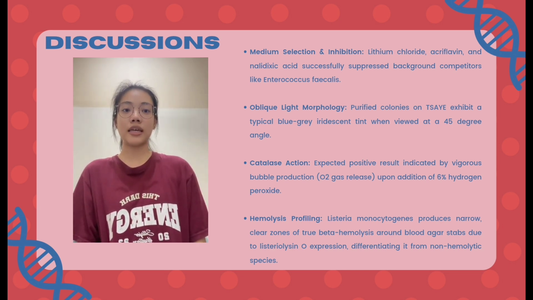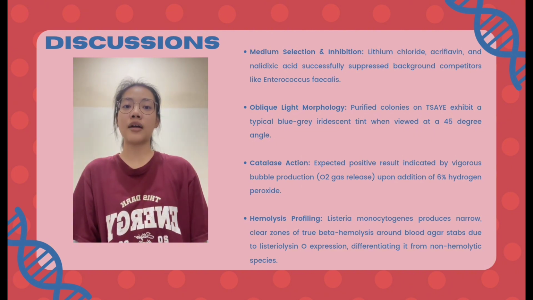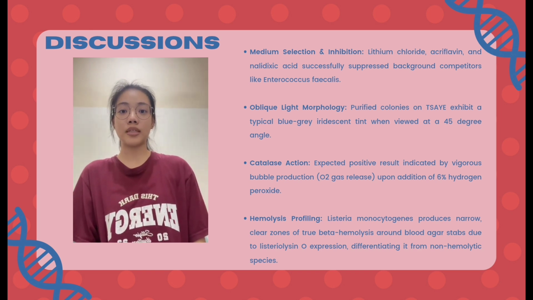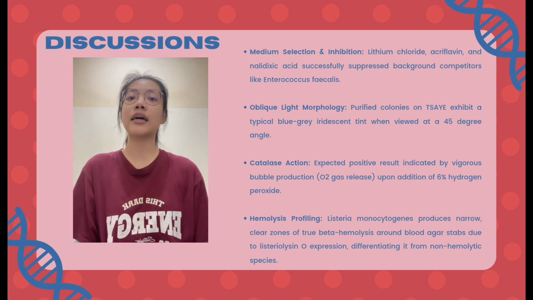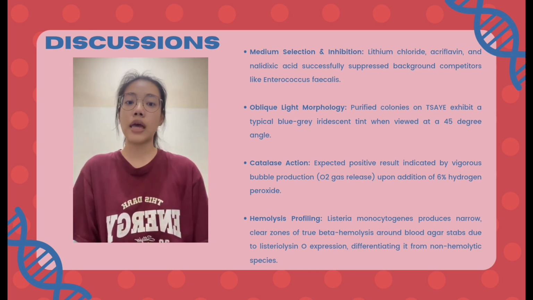One test is the catalase test, where bubbles form after adding hydrogen peroxide if the result is positive. Another test is the TSA blood agar stab test. Listeria monocytogenes usually forms a small clear zone called beta hemolysis around the stab line because it produces listeriolysin, and this helps distinguish it from other Listeria species that do not show hemolysis.